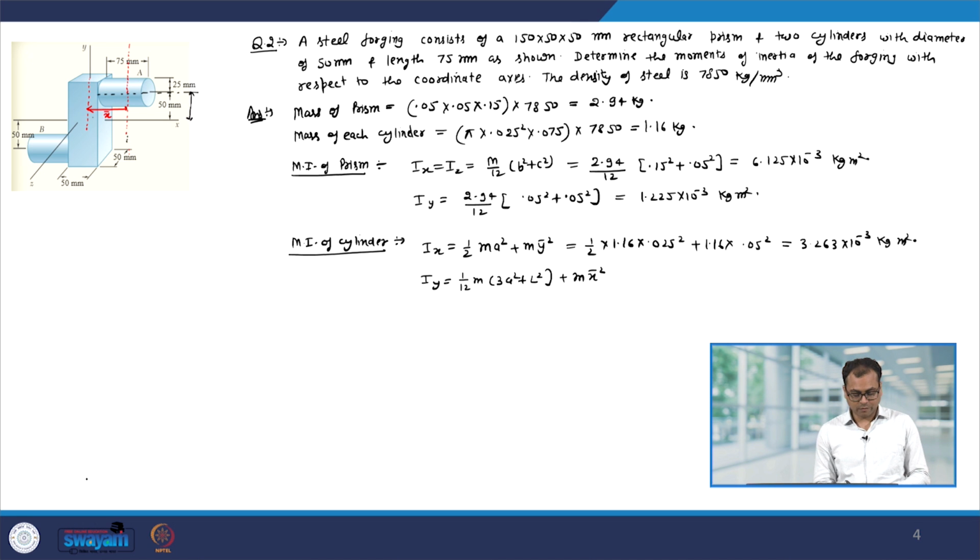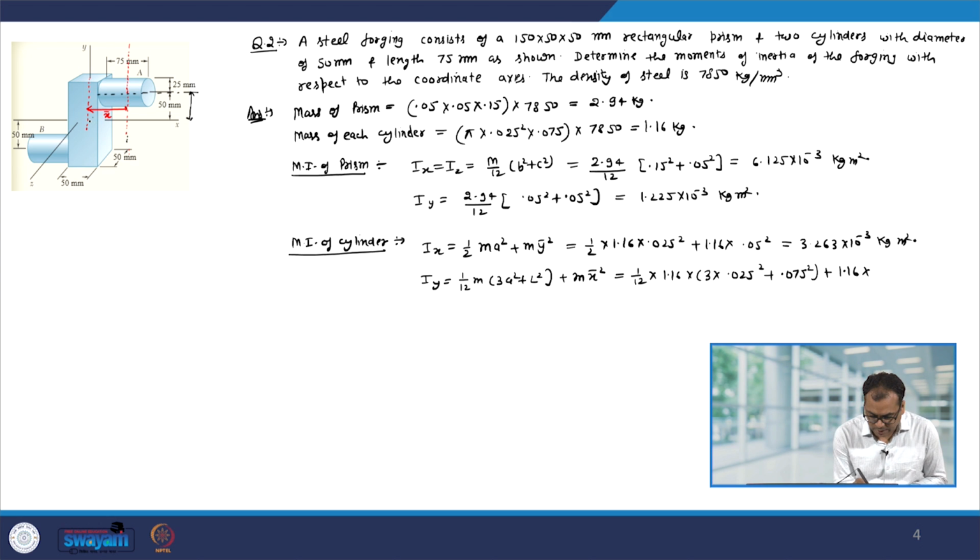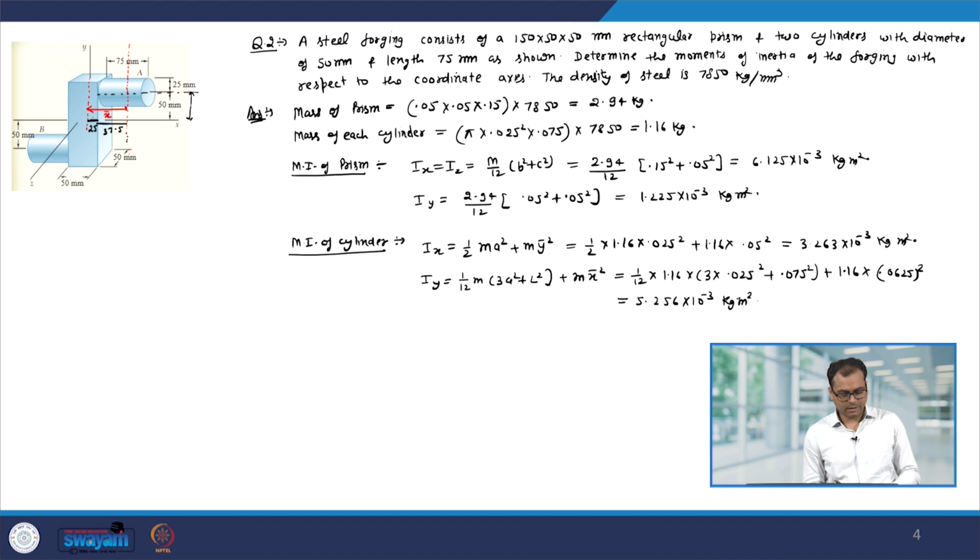Now, let us put the value. So, it is equal to 1 by 12 into m, which is 1.16, into 3 into 0.025, that is the radius of this cylinder, squared, plus 0.075 squared, plus m, again 1.16, into the x bar squared. X bar is equal to this distance, which is 50 divided by 2, 25 mm, plus that distance, which is 75 divided by 2, equal to 37.5 mm. Therefore, x bar will be 0.0625, squared, and that is equal to 5.256 into 10 to the power minus 3 kg meter square.